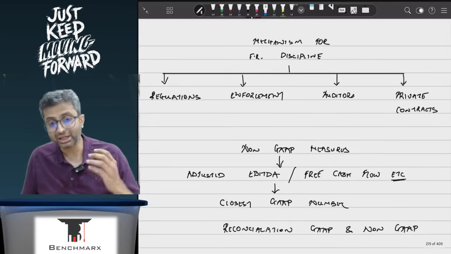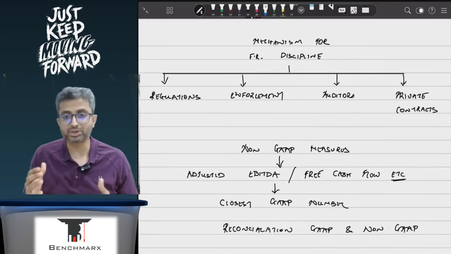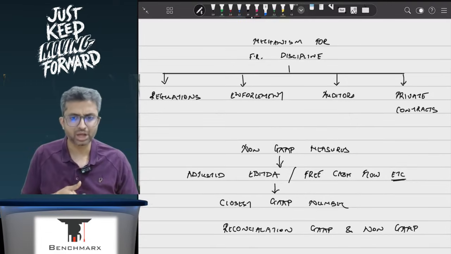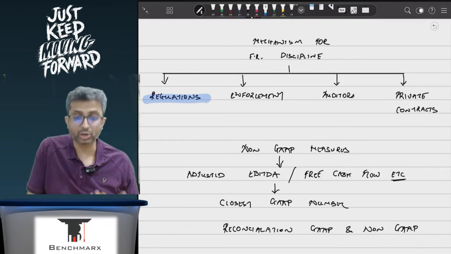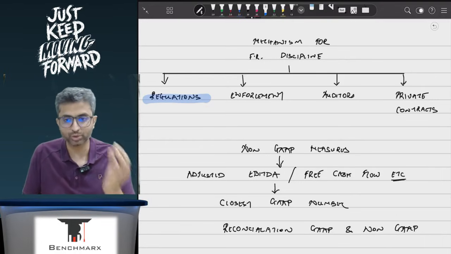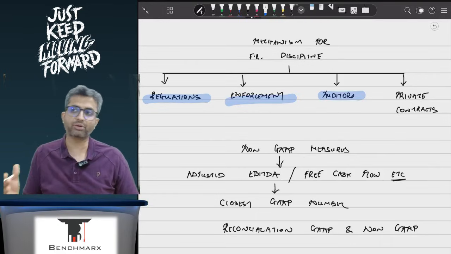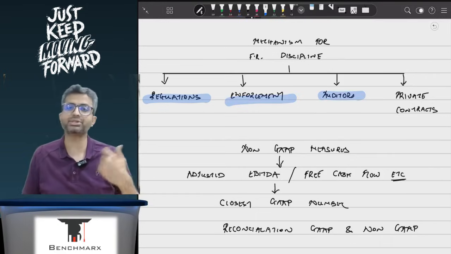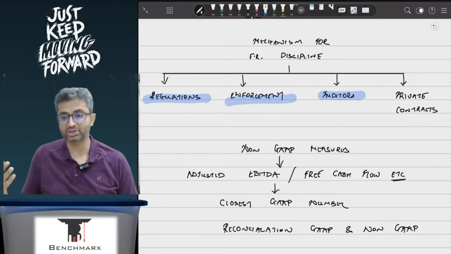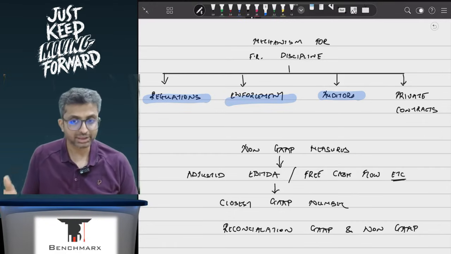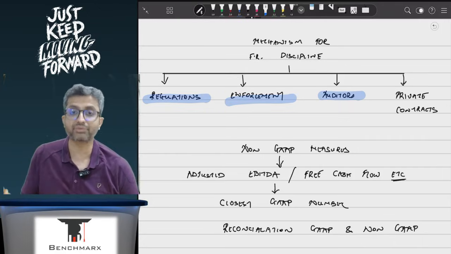Okay, what are the mechanisms which can be used for the purpose of ensuring financial discipline? First is regulators. There should be regulations and there should be stringent penalties to enforce those regulations. There should be auditors who should be unbiased. Again, the problem is the management pays the auditors, so how much they remain unbiased is questionable. But there should be auditors who will be unbiased and should give a fair view.